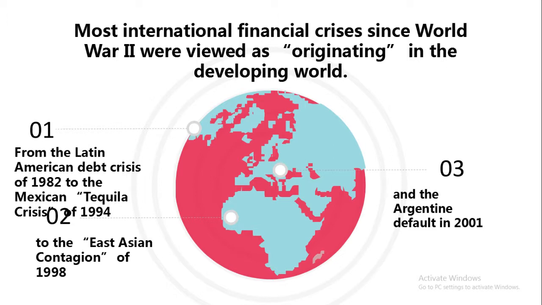From the Latin American debt crisis of 1982 to the Mexican tequila crisis of 1994, to the East Asian contagion of 1998 and the Argentine default in 2001. Problems were perceived as caused by developing economies, weak financial markets and institutions, and unstable political economy. With each crisis, the affected countries were pressured to open and liberalize their economies.